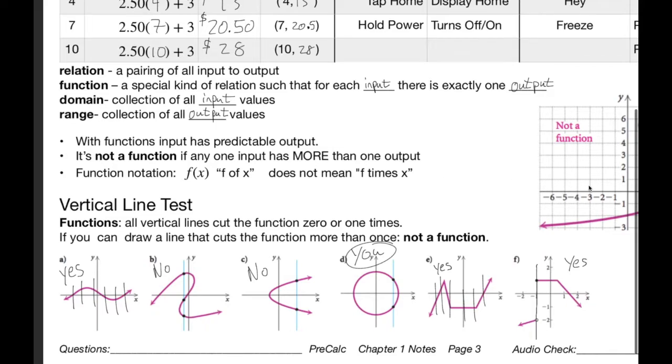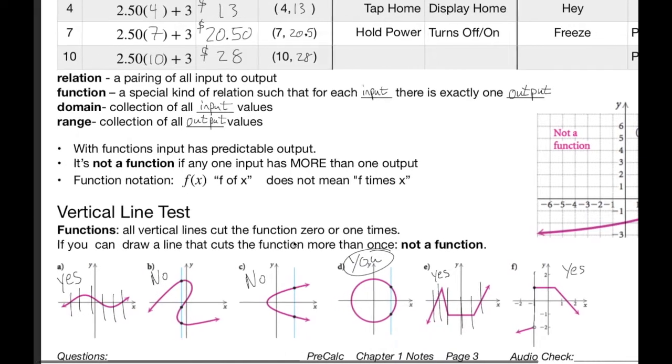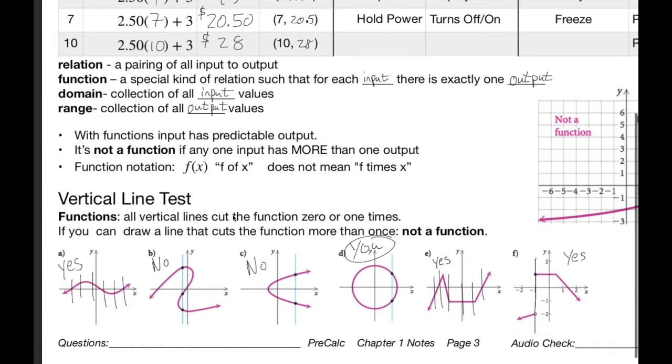I want to go back to this idea of not a function. Sometimes with graphs, you can tell whether or not they're functions by giving them a vertical line test. If you want to figure out if it's a function, then all the vertical lines you could possibly draw will cut the function 0 or 1 times. On the other hand, if you can draw a line that cuts the function more than once, then it's not a function. So here we could draw lots of lines, and for every single line you could possibly draw, it would only cut the function 0 or 1 times. Specifically here, 1 time.